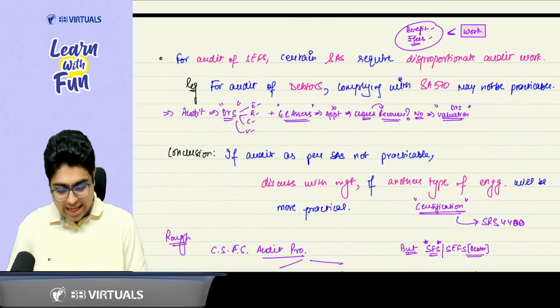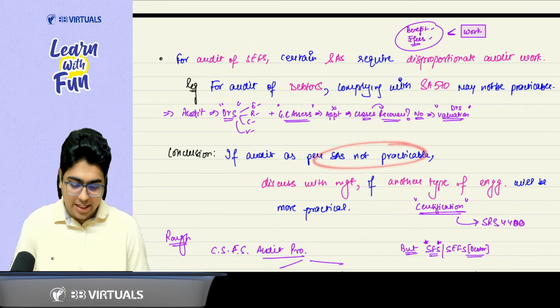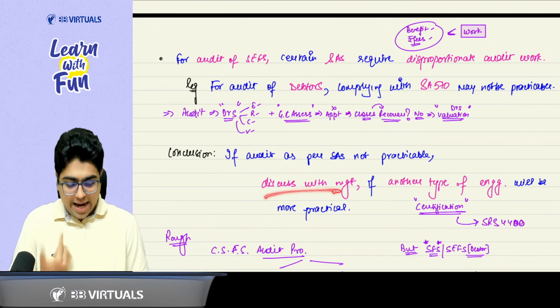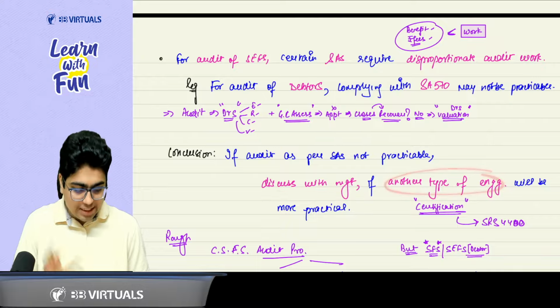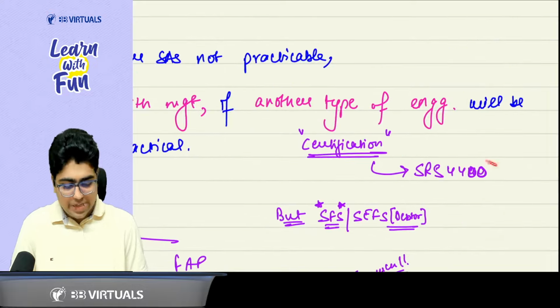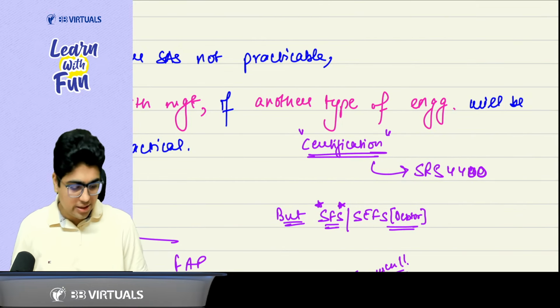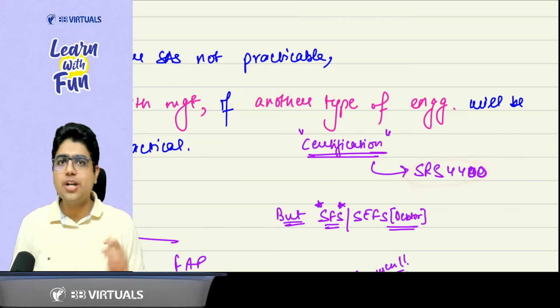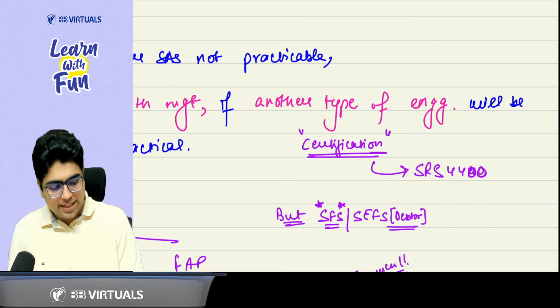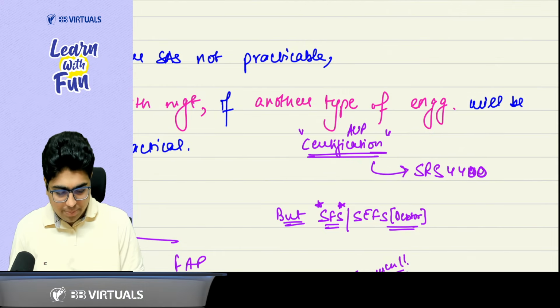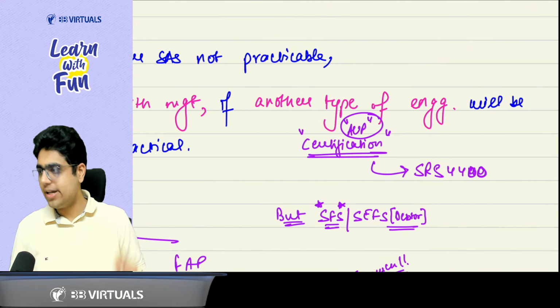So if you think an audit as per SAs is not practicable, discuss with the management and request them if any other type of engagement is possible. Which type of engagement? As per SRS 4400, you can go ahead with an agreed upon procedures engagement.